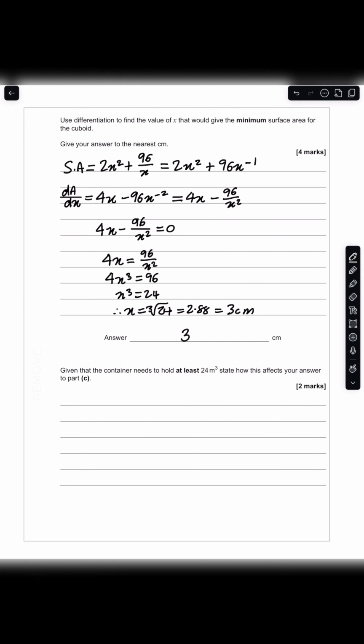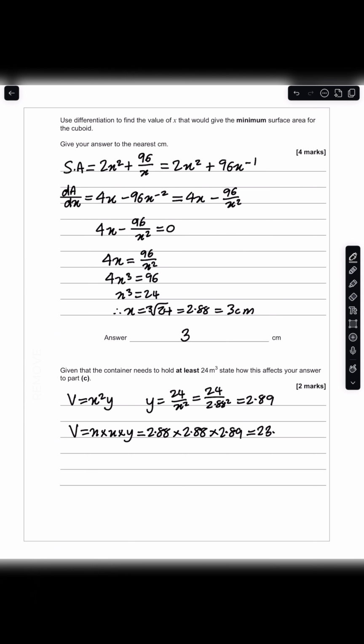Given that the container needs to hold at least 24 meters cubed, state how this affects your answer to part C. So if V equals x squared y from part A and y equals 24 over x squared, I can substitute the value of x equals 2.88 into y, and that gives me 2.89. So V will equal x times x times y, and that just gives us 2.88 times 2.88 times 2.89, and that gives us 23.97. And given that this is less than 24 meters cubed, x will have to increase.